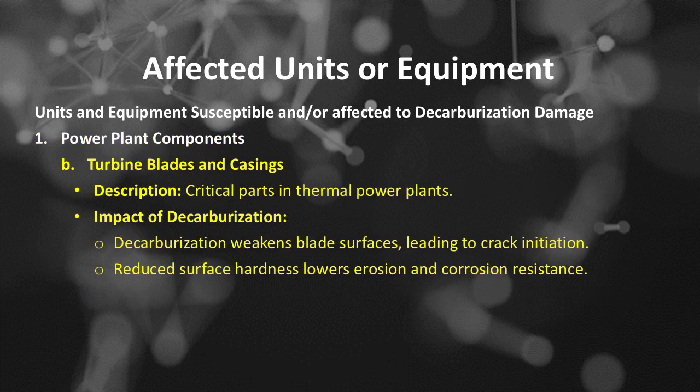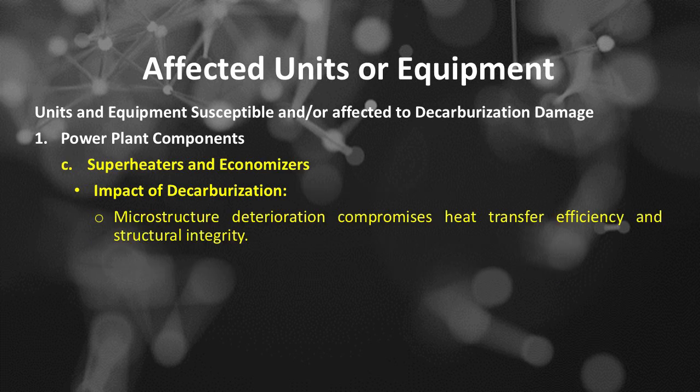Number B, of the power plant components is turbine blades and casings. Description: critical parts in thermal power plants. Impact of decarburization: decarburization weakens blade surfaces, leading to crack initiation. Reduced surface hardness lowers erosion and corrosion resistance. Number C, of the power plant components is superheaters and economizers. Impact of decarburization: microstructure deterioration compromises heat transfer efficiency and structural integrity.